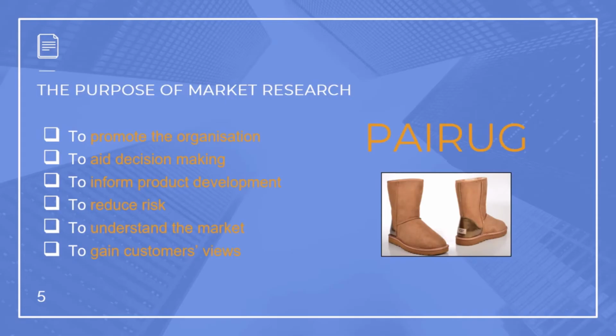So moving on to the purpose of market research, I like to use this thing called PAIR UG. So pair of UGs to try and help you remember. So you've got 6 different things, 6 different purposes. First one is to promote the organization, to aid decision making, inform product development, reduce risk, understand the market, and gain customers' views. So we're going to look at these individually.